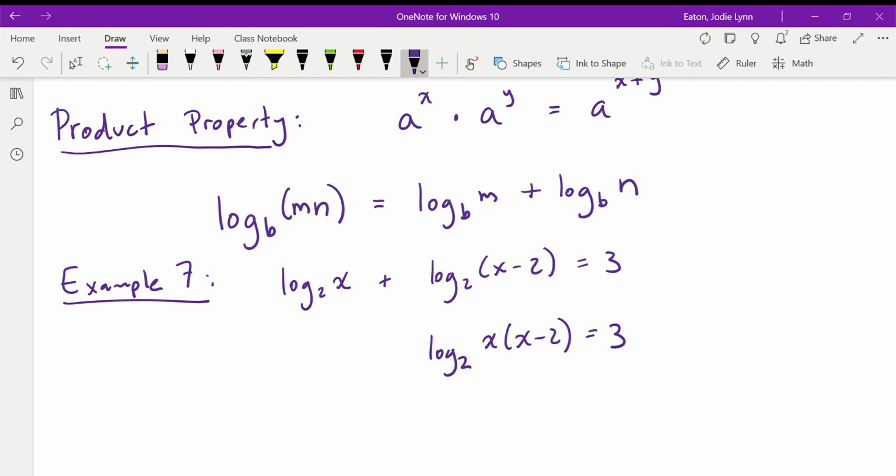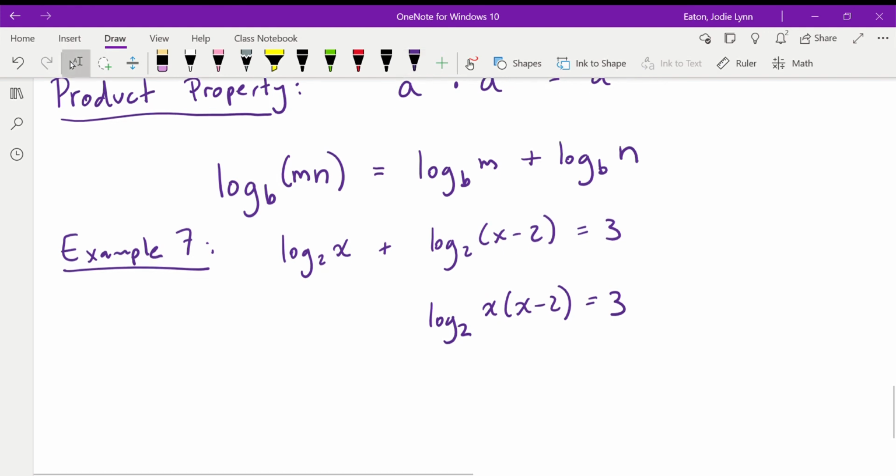Okay, so when we have a log equal to a number and we're trying to find an equation, the product property can go both ways. So you can use it to take a log that's a sum of two logs and write it as the log of a product, or you can go the other way and take a log of a product and expand it to be a sum of two logs. So here we can now rewrite this in exponential form.